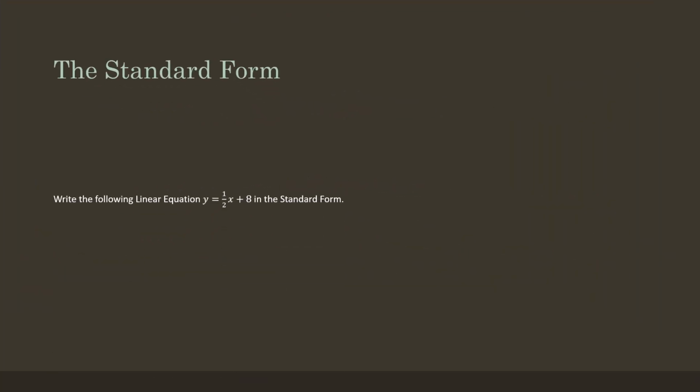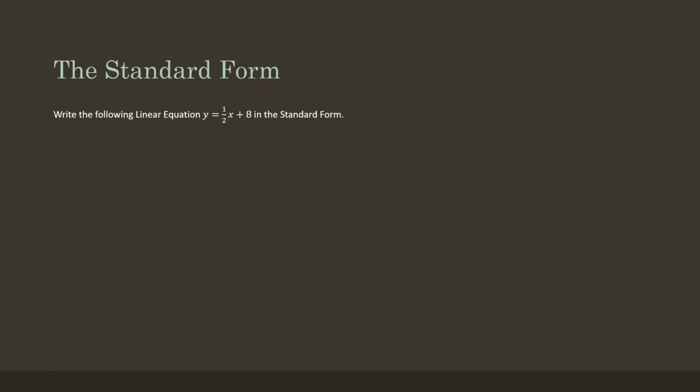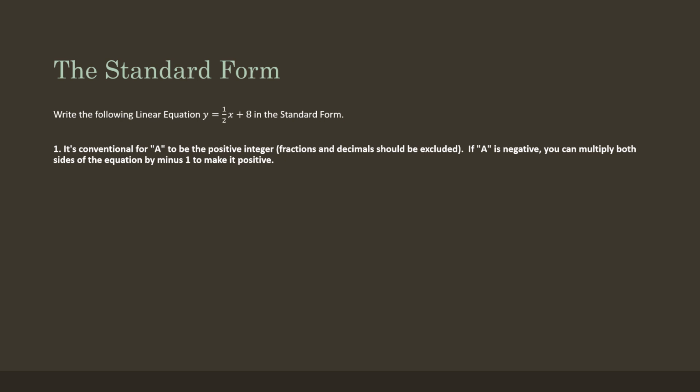Example 5. Write the following linear equation, y = 1/2 x + 8, in standard form. Now, there are a couple of conventional rules that we need to go over before we start the conversion to the standard form. 1. It's conventional for A to be a positive integer. Fractions and decimals should be excluded. If A is negative, you can multiply both sides of the equation by -1 to make it positive.